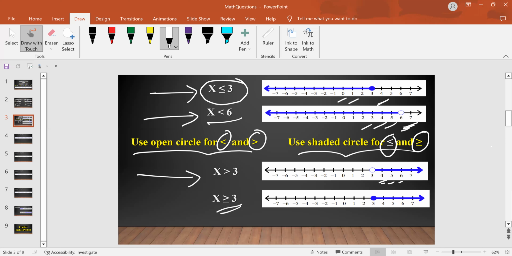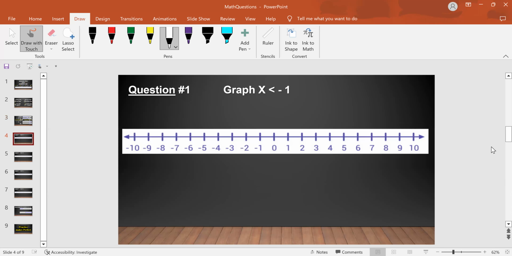And having x is greater than or equal to 3, again, we know that at the 3 you're going to be shaded, okay? And 4 is greater than 3, 5 is greater than 3, 6 is greater than 3, so we are pointing to the right side. Now, let's see some practice questions.